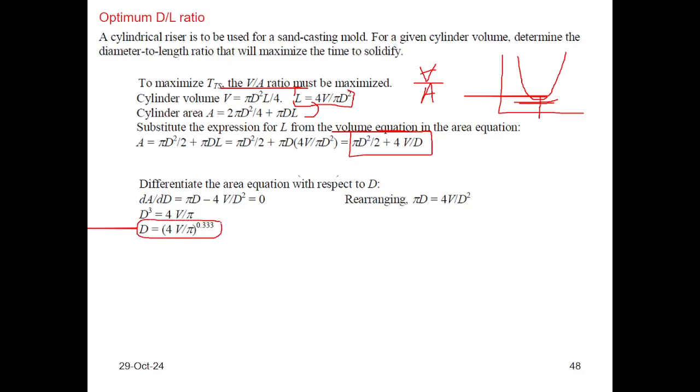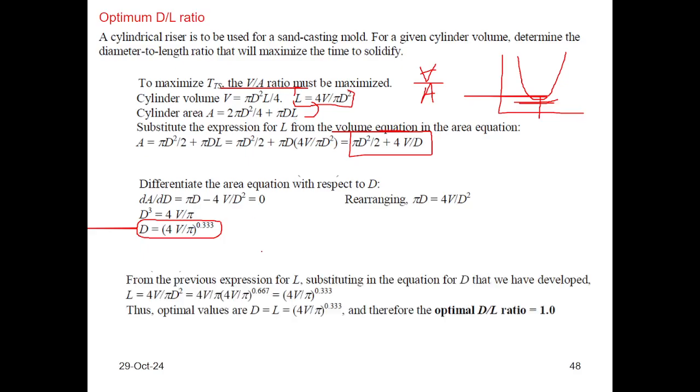It is the diameter of the riser. Substitute the diameter into this expression and find the corresponding value of the height of the cylinder. If we do this, we find the expression for calculating the height of the riser as equal to the diameter value. This means the optimum height of the riser and the optimum diameter are equal to each other. So the optimum diameter to height ratio is 1.